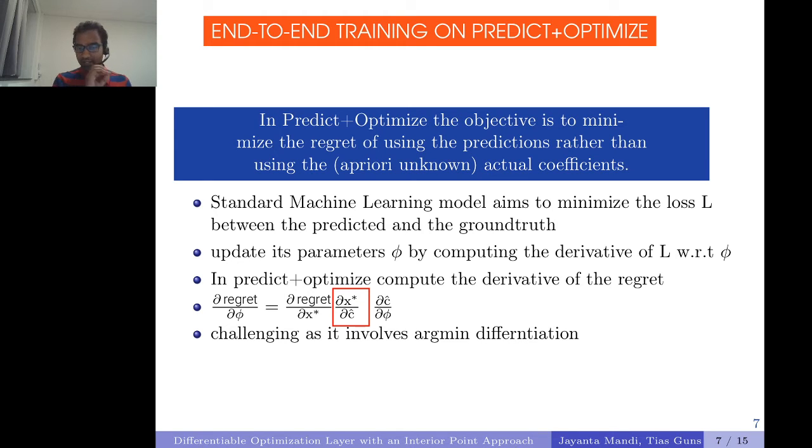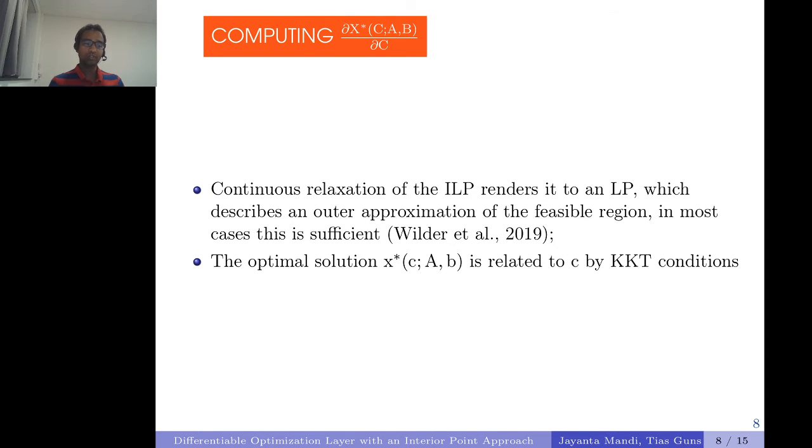The key challenge lies in computing the second component, where we have to find the derivative of the solution of the CP solver with respect to the predicted coefficients which are fed to the CP solver. That means we have to perform an argmin differentiation, and this is the key challenge we are facing. So how do we do this?